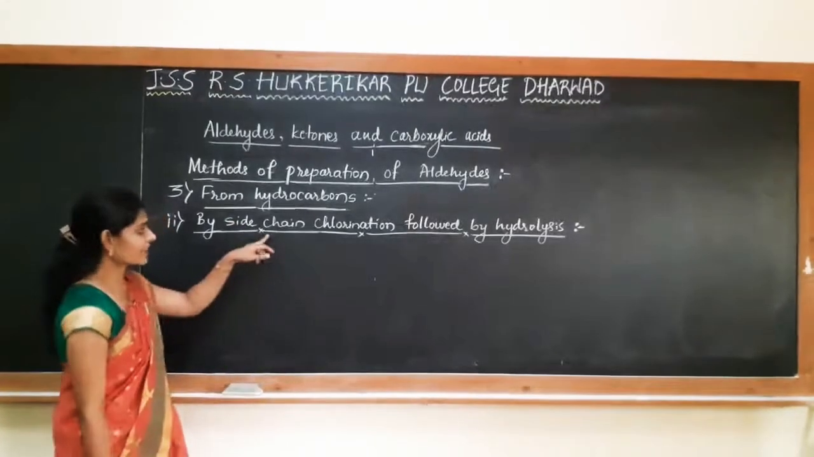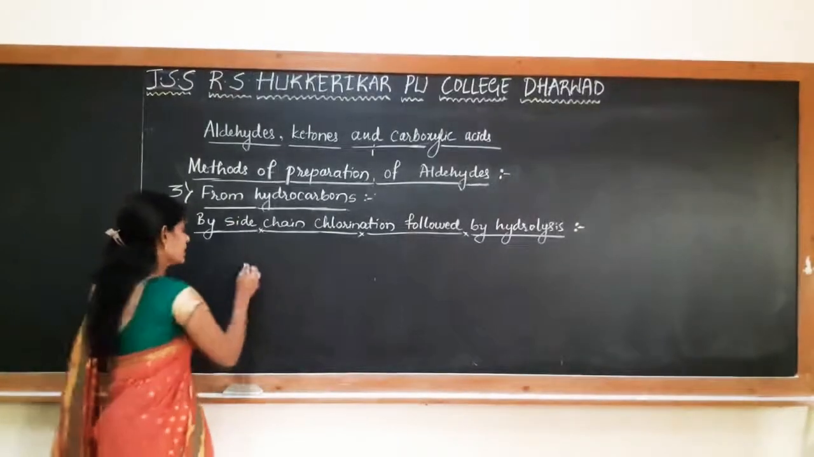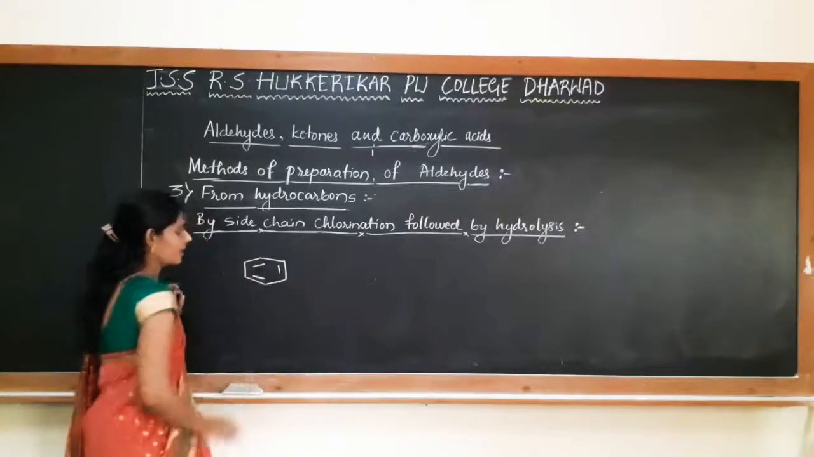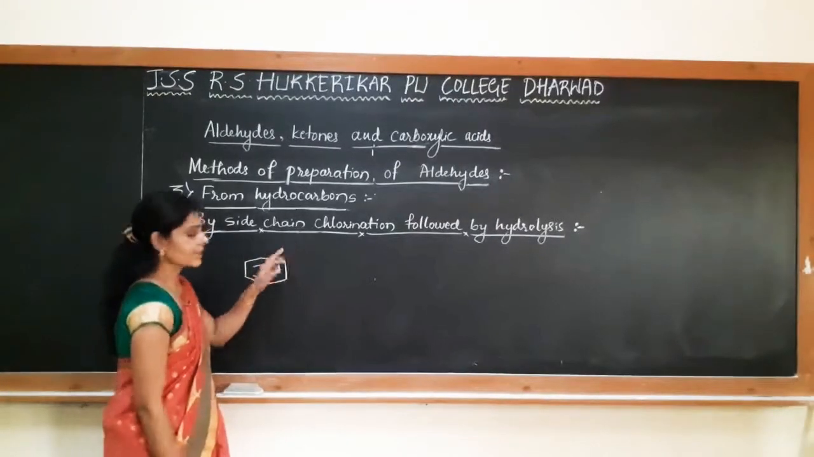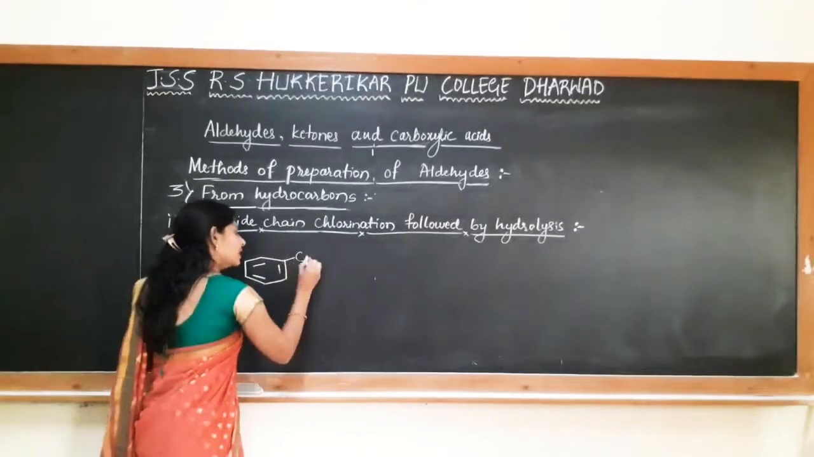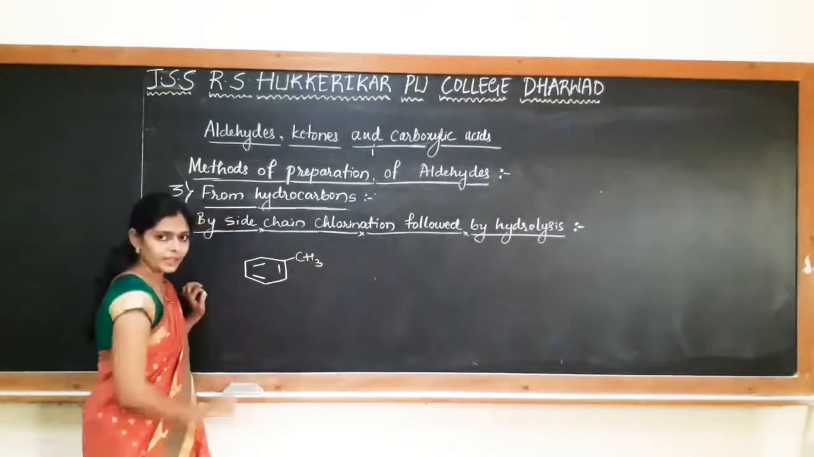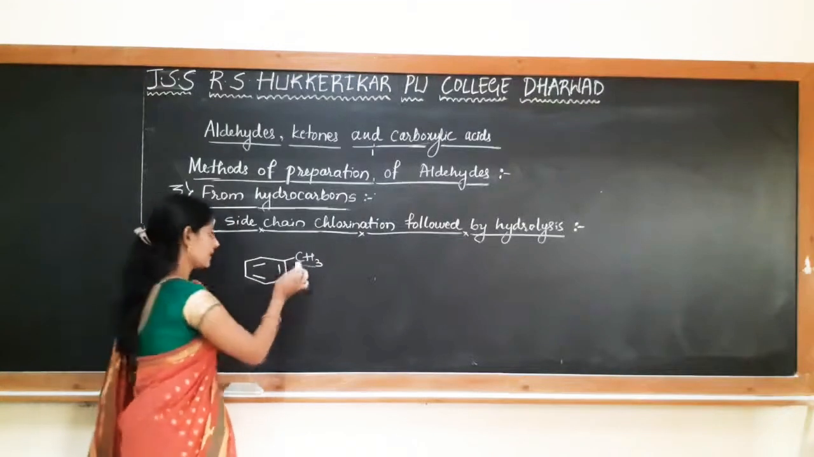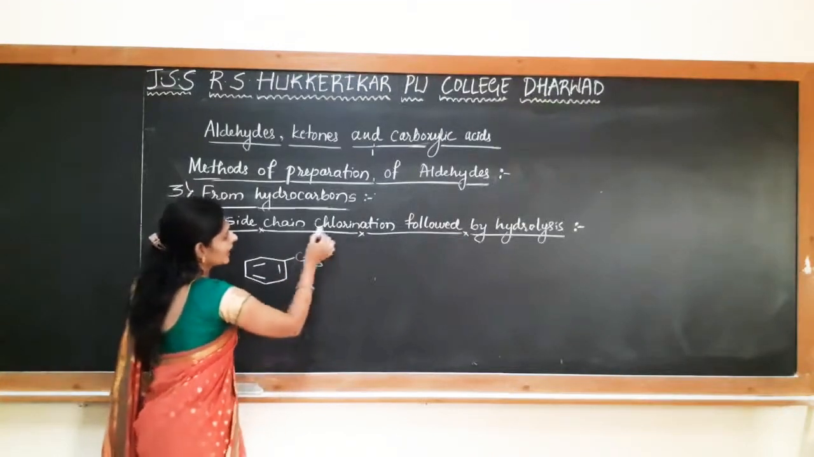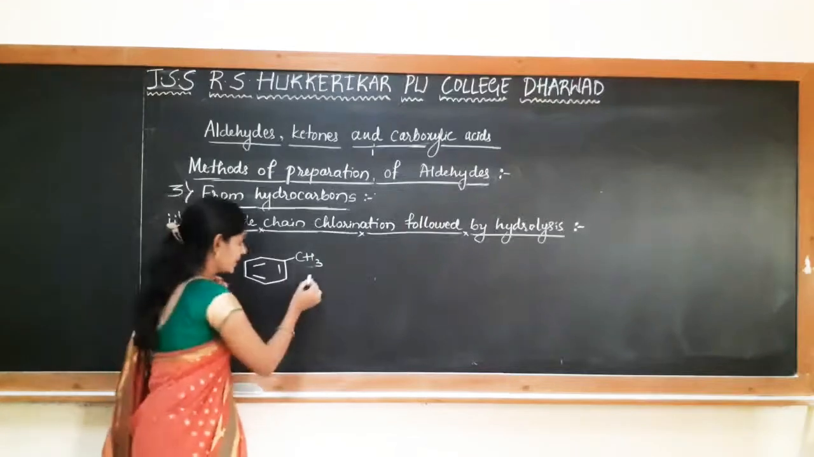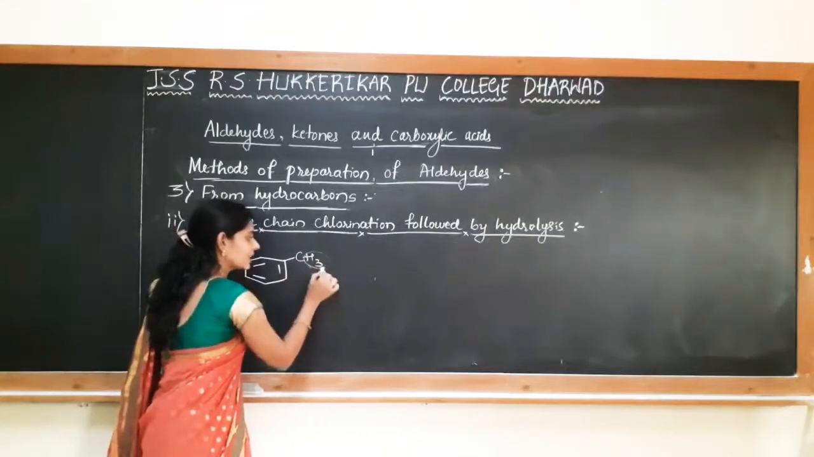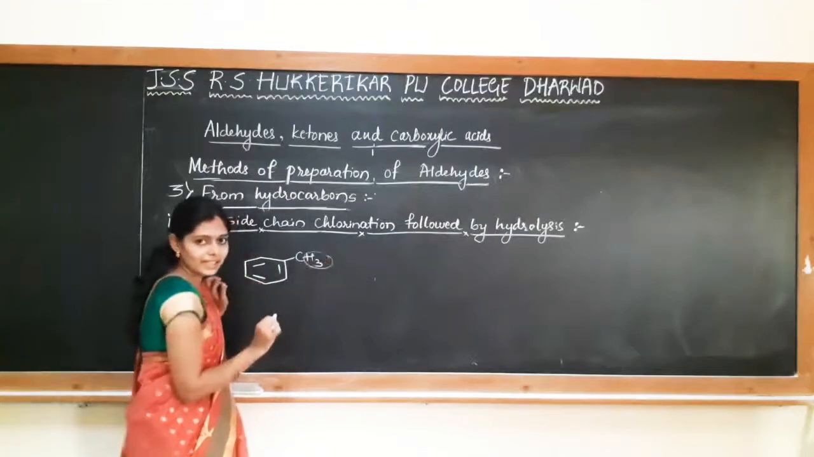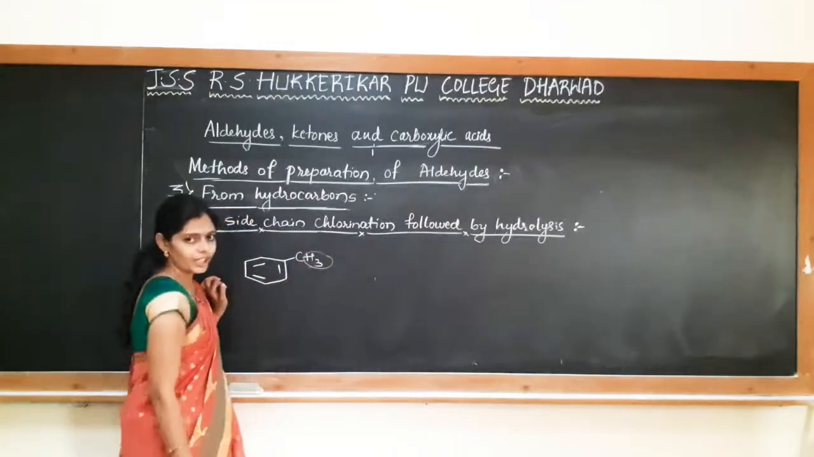So side chain chlorination means what? See here, I have a benzene ring. I have to do the chlorination to the side chain. This CH3 is a substituent which acts as a side chain to the benzene ring. So here, side chain chlorination I have to do. That means I have to remove one hydrogen and in that place, I have to put one Cl. So side chain chlorination.